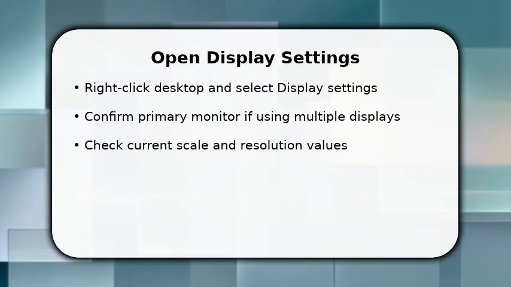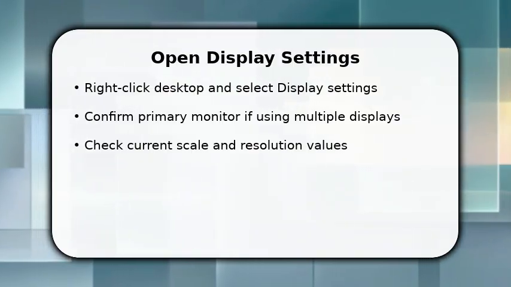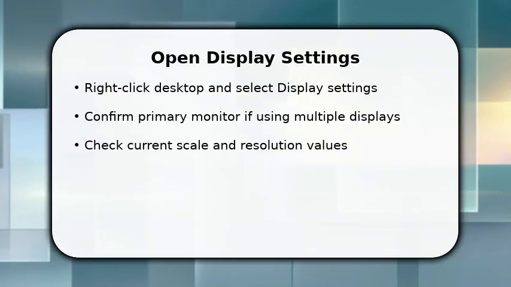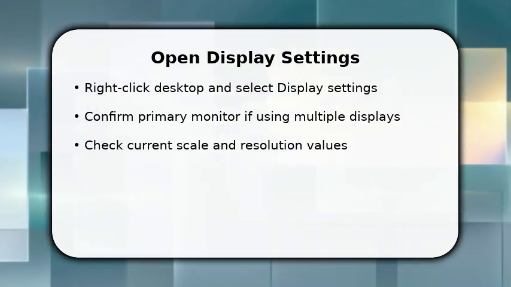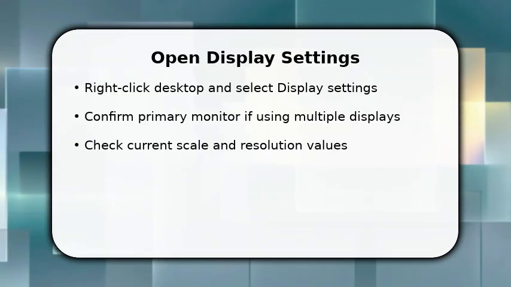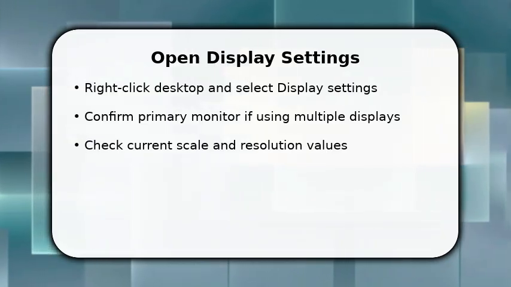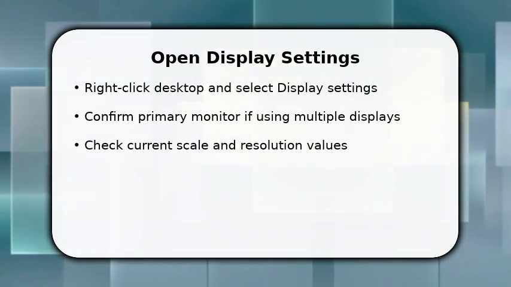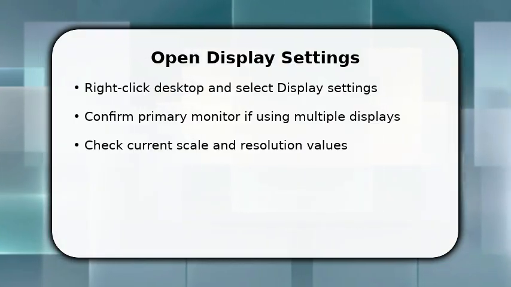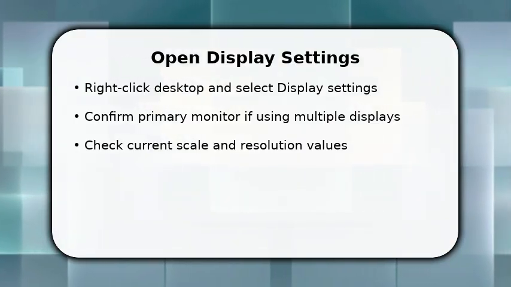Once there, make sure your primary monitor is selected if you have more than one, because settings apply per display. Check the current scale and layout values and the resolution so you understand the baseline. This initial check prevents surprises when you adjust text size and ensures you change the right display.